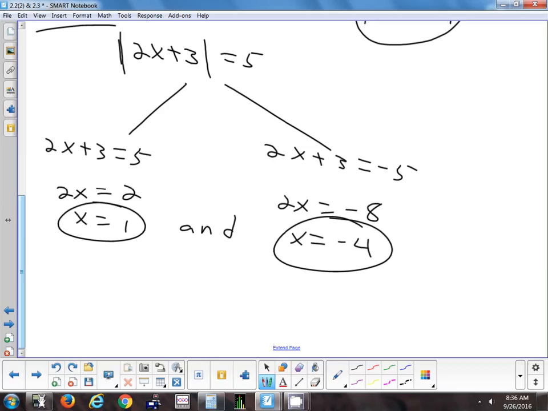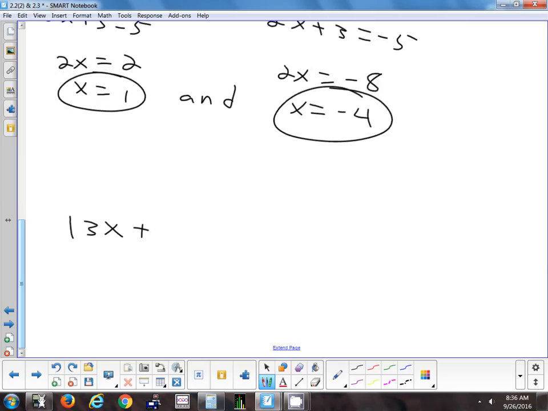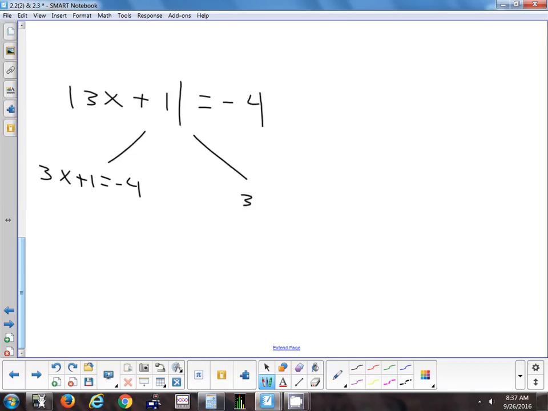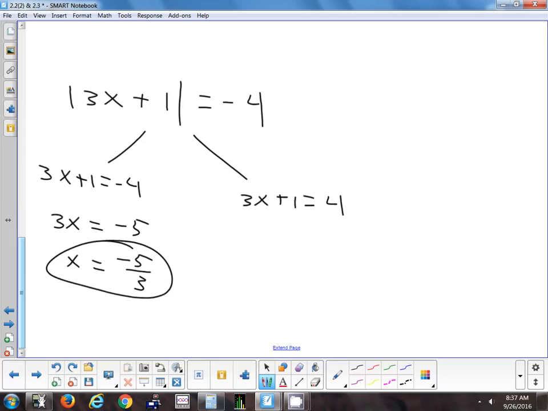Okay, what if you had an absolute value problem like this? Anybody tell me the two equations you would split that into? Yeah, Allie? 3x plus 1 equals negative 4. Okay. And then 3x plus 1 equals 4. Now when I solve each equation, I get 3x equals negative 5, or x equals negative 5 thirds. And then I get 3x equals 3, or x equals 1.